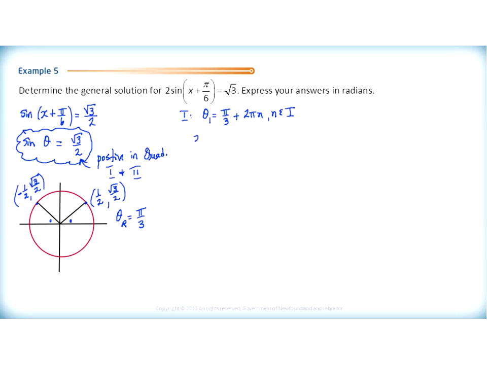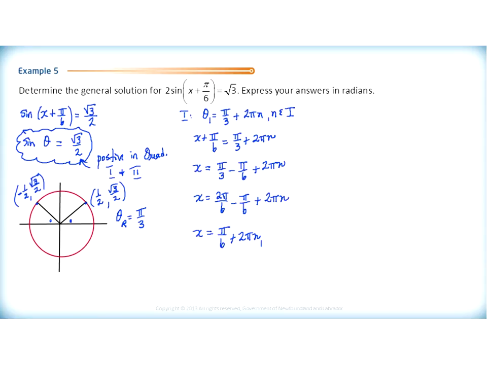Now we will replace theta with x plus pi/6 is equal to pi/3 plus 2 pi n. We will have to subtract pi/6 from both sides of the equation. So x is equal to pi/3 minus pi/6 plus 2 pi n. Using a common denominator, we have 2 pi/6 minus 1 pi/6 plus 2 pi n, and one solution will be pi/6 plus 2 pi n, where n belongs to the set of integers.